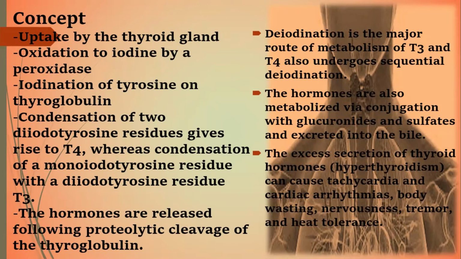So the excess secretion of thyroid hormones, which we call hyperthyroidism, can cause tachycardia in the cardiovascular system and cardiac arrhythmias, as well as body wasting, nervousness, tremor, and heat intolerance.